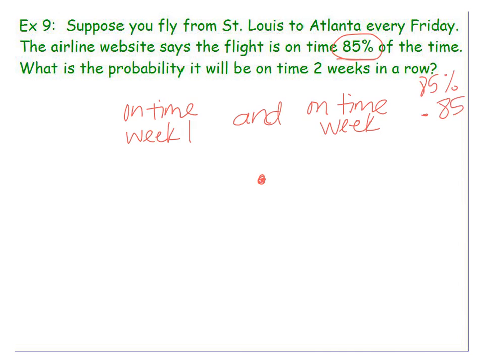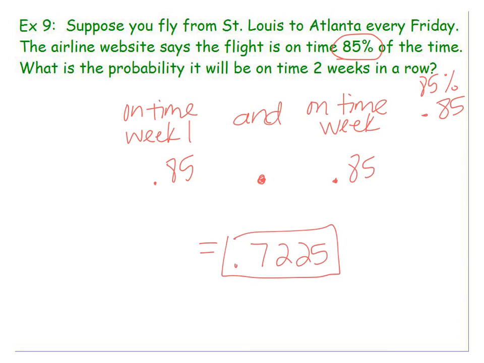So what's the probability that you're on time the first week? Well, it's 0.85. What's the probability that you are on time the second week? It's also 0.85. It doesn't change just because it's the next week. And so then you simply type in your calculator 0.85 times 0.85, and your answer is 0.7225. And that's how we leave it. Probabilities are always numbers between 0 and 1, so we leave it in decimal form. Let's look at the next example.